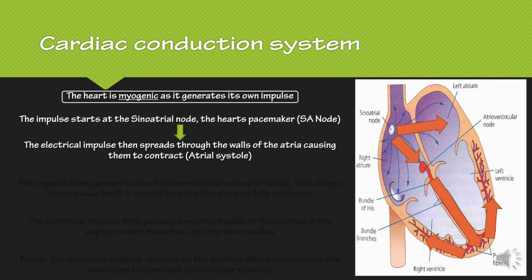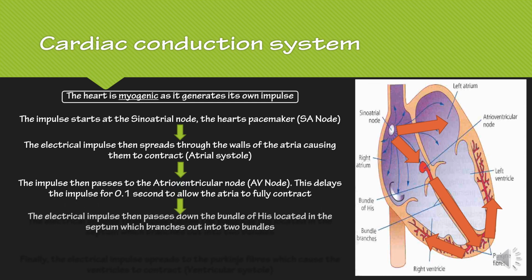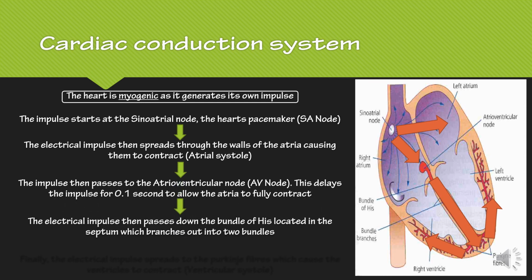The SA node decides how fast the heart beats, and it spreads the impulse from the SA node across the atria. Now, as it does this, this is called atrial systole, and this forces the blood out of the atria. The electrical impulse then passes to the atrioventricular node, known as the AV node. This delays the impulse to allow the atria to fully contract before passing it on down through what's called the bundle of His. The bundle of His is located in the septum, and it eventually branches out into two bundles.